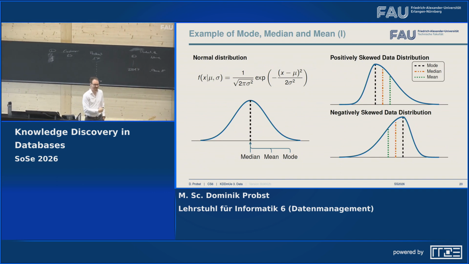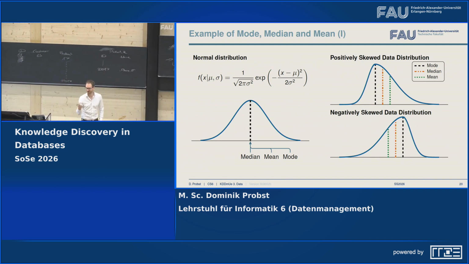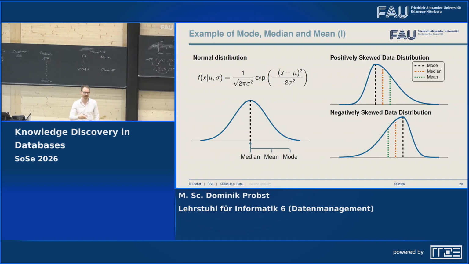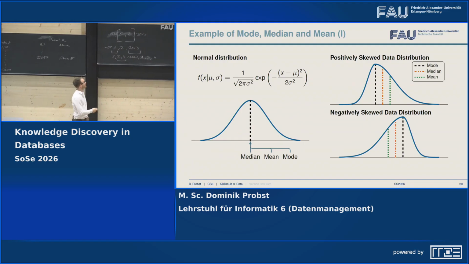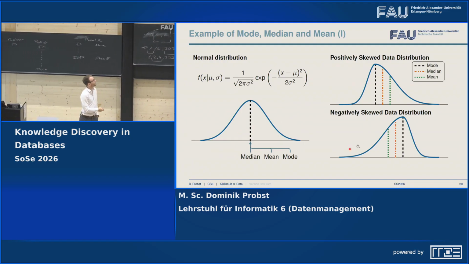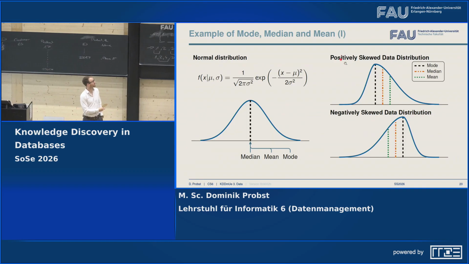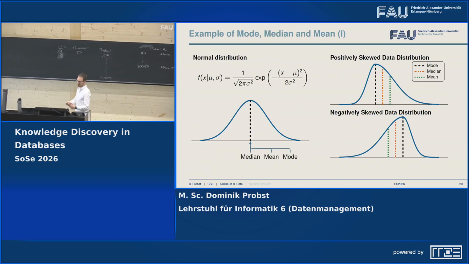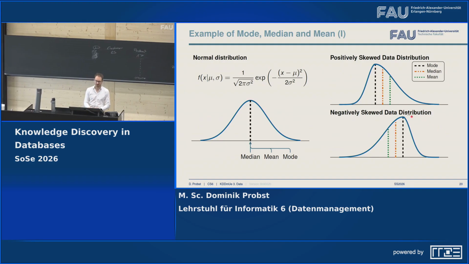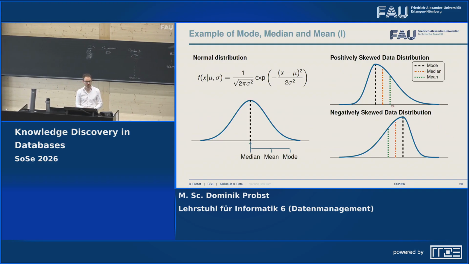In most cases, we do not have a perfectly distributed data set. We have data sets that are somewhat skewed in one or the other direction. And then we have two different kinds of distribution. We can have a positively skewed data distribution and a negatively skewed data distribution. A positively skewed data distribution has a lower median than the mean in most cases, while a negatively skewed data distribution has a mean lower than the median.